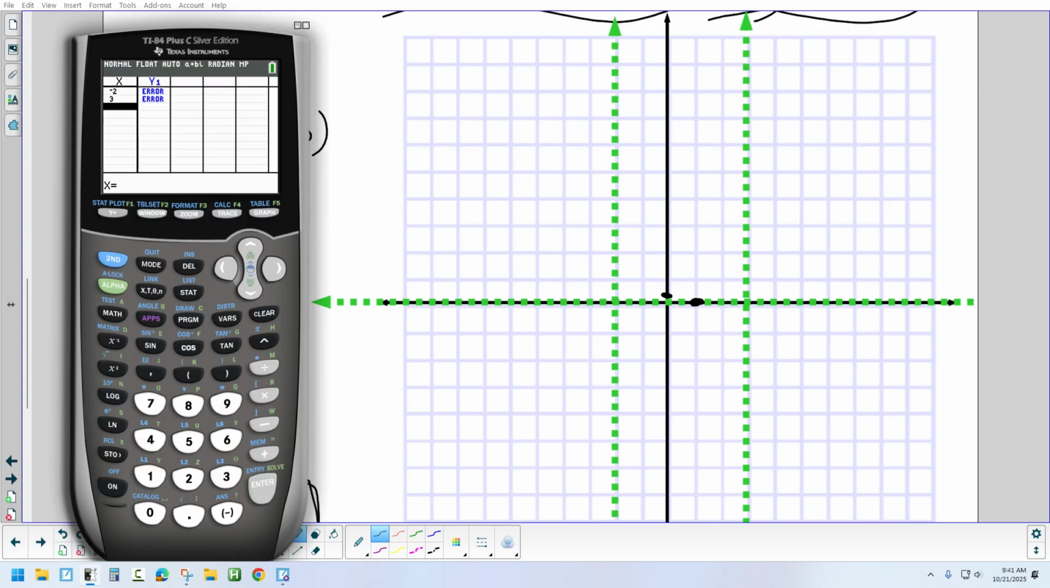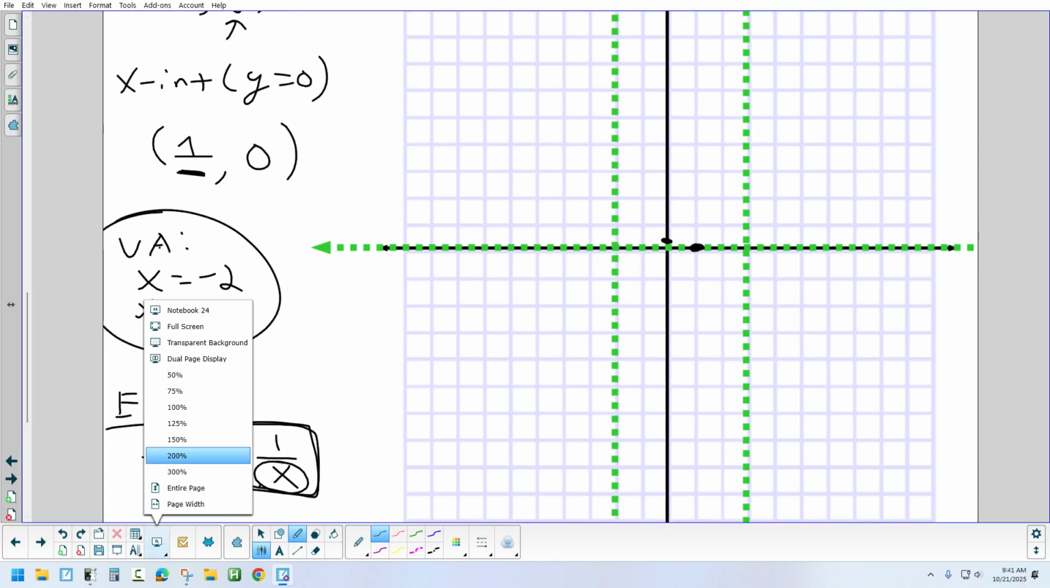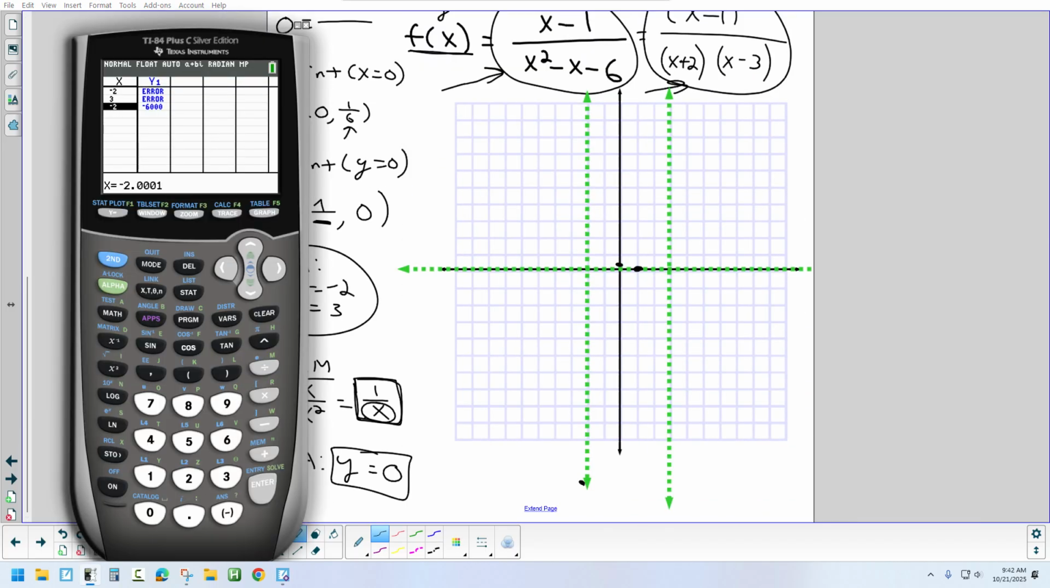When I say a little bit, I want to be within like 100th or 1,000th. Yeah, that's good. -2.0001. Right? Very, very close to -2. So it's not going to give me an error because it's not -2. But I get -6,000. So what that tells me is when I'm to the left of -2, I am way down there. Now, let's check what happens to the right of -2.